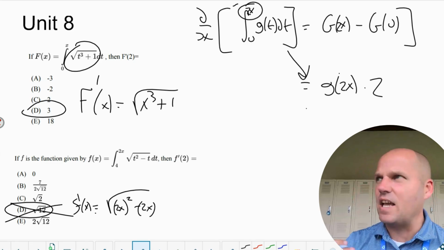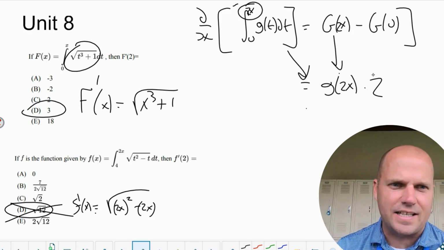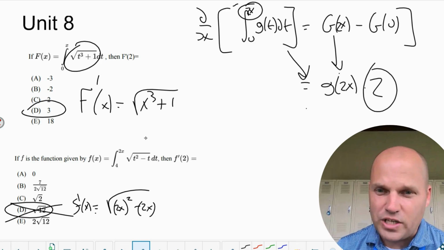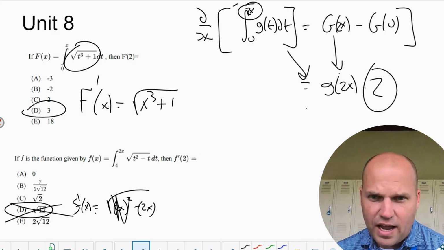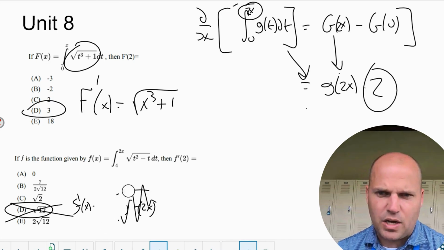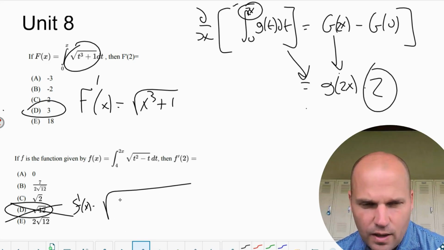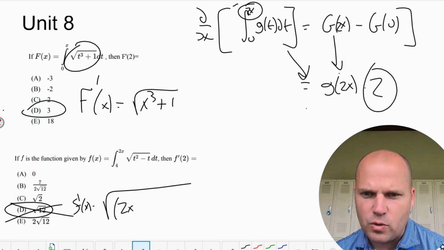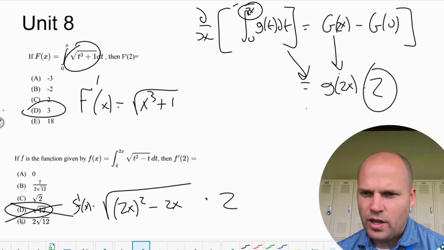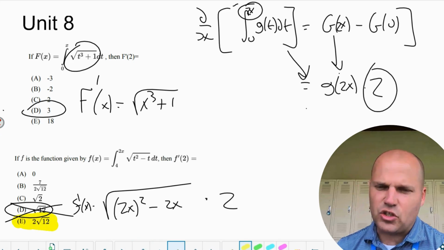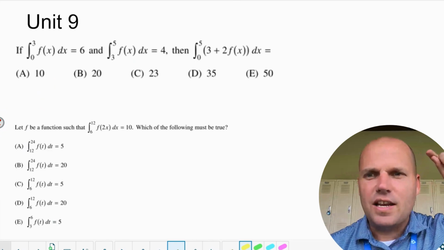So the fact that this is a function means when I take the derivative, I have to use the chain rule. There's an outside and an inside. I have this extra 2. So it turns out the derivative of this accumulation function is just a regular function with 2x plugged in, but then times 2. So we got the square root of 2x squared minus 2x, but then times 2. And that's why the answer is E. So many students get that wrong, but look how quick these questions are to get right. Unit 9.